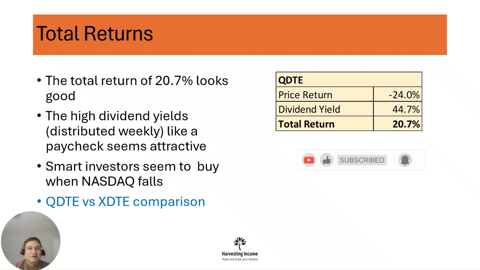Okay, total returns of 20.7%. So the fund lost 24% on the price front. They made 44.7% on dividends. So net they are making about 20.7% per year, which is pretty good. And of course, this is all paid out every week to you. That's another advantage. Whether it's paid weekly or monthly, it doesn't matter so much.